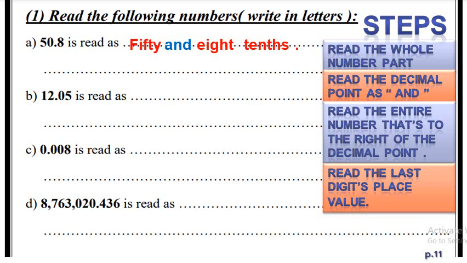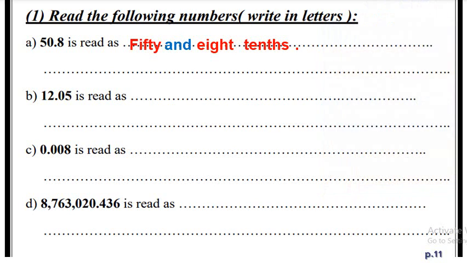And now we have 12.05. As we said before, let's read the whole part is 12. So write 12. And now read the decimal point as and. Here 0.5. How to read it? Let's hide the 12 and read the number. It will be 5. So here we will write 5. Then read the last place value is hundredths. So we need to write hundredths. So the number is 12 and 5 hundredths.